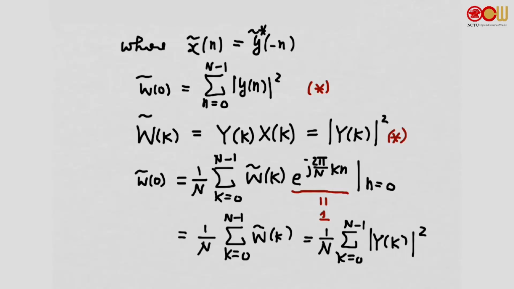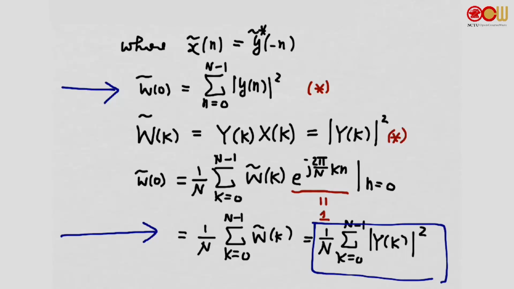Now let's combine this expression and this expression here, and this one together. Then we get the desired result of Parseval's relation.